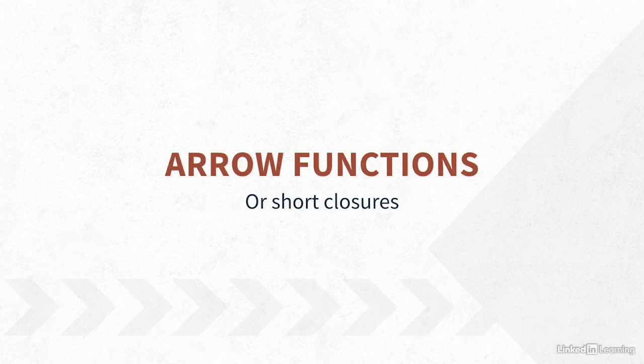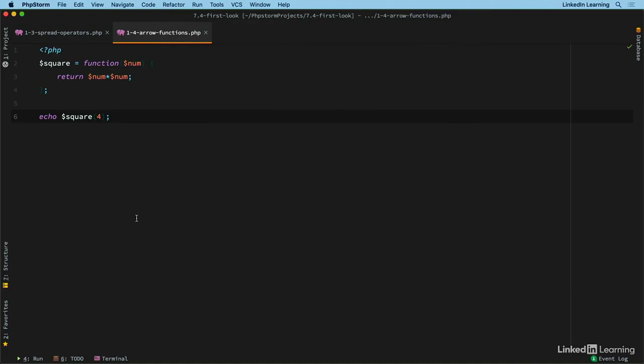Anonymous functions, or closures, can be verbose in their syntax and therefore hard to read. But that changes in PHP 7.4 with the new implementation of arrow functions, or short closures. First, let's look at an example of code without the new arrow functions.